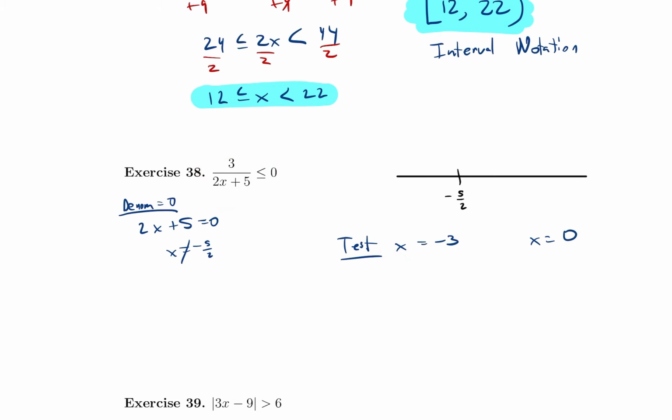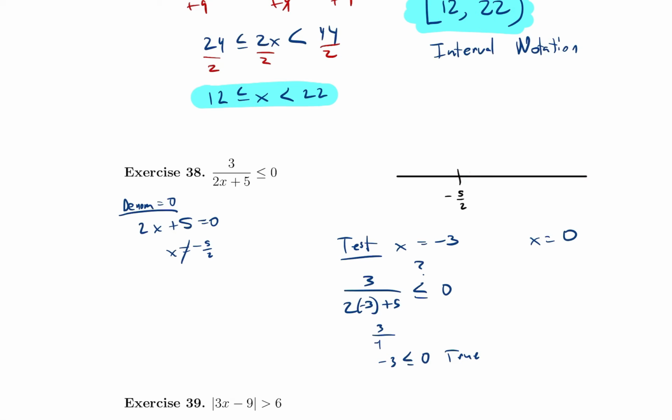So if you plug in negative 3 into the original problem, you're going to get 3 over 2 times negative 3 plus 5. And you want to know whether this is true or false. So that is 3 over negative 1, which is negative 3, and that is true. Negative 3 is less than 0. So that means that this side is part of the solution set.